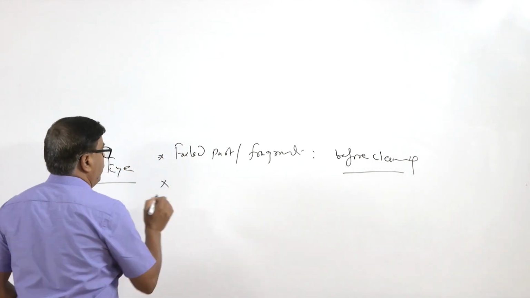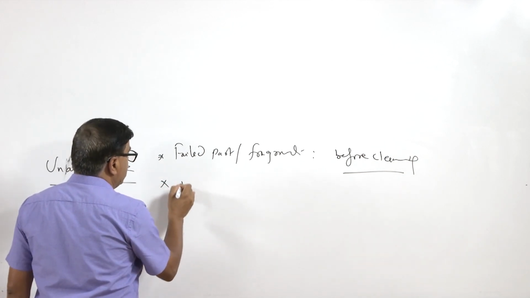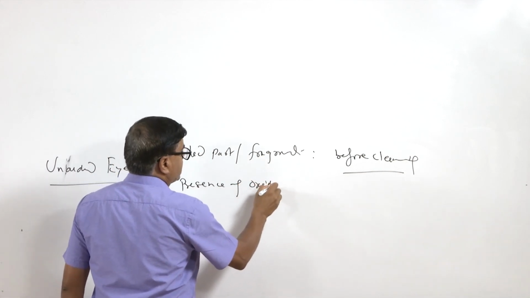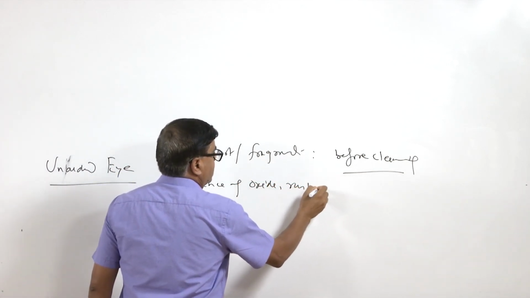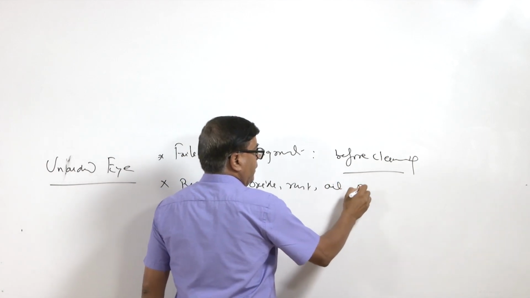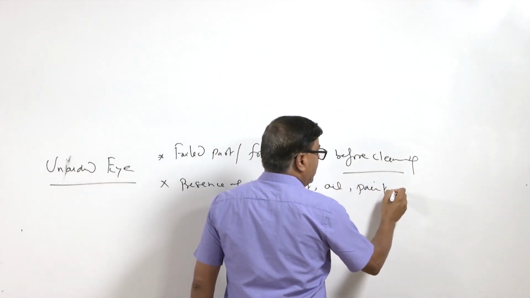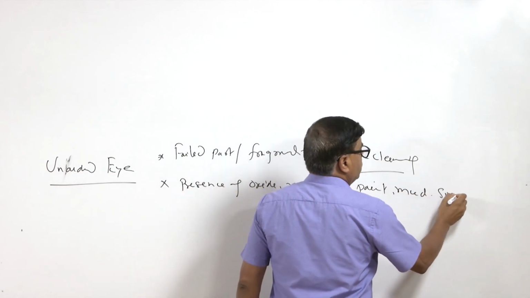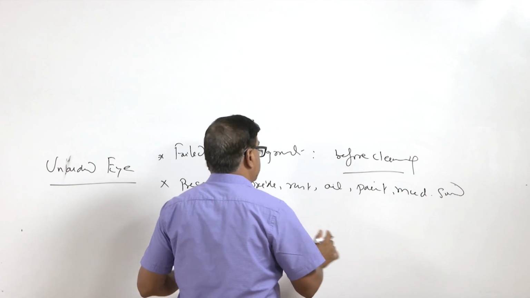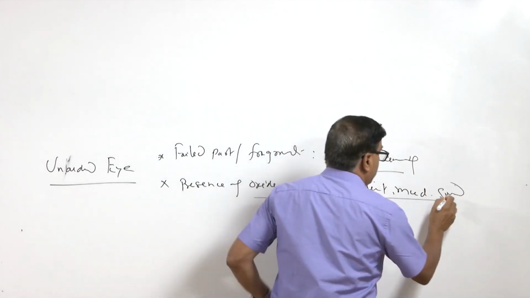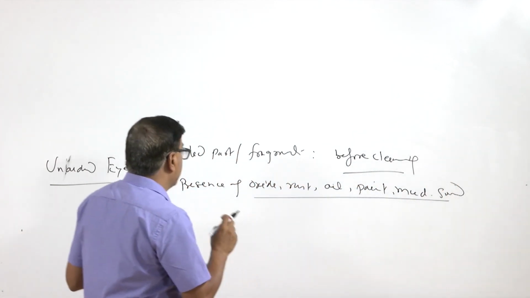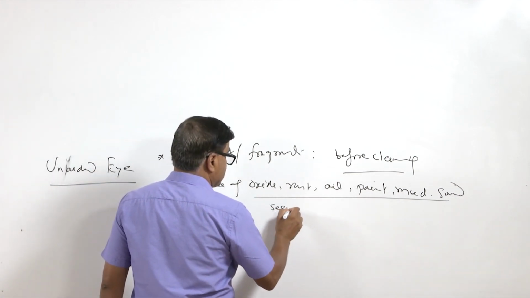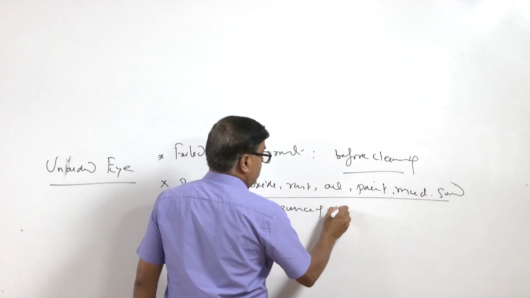Then we need to see if there is any presence of, say, oxides, rust, oil, paint, or mud or soil, anything which is there on the fracture surface, and efforts are made to notice that. This can be useful in establishing the sequence of events also.